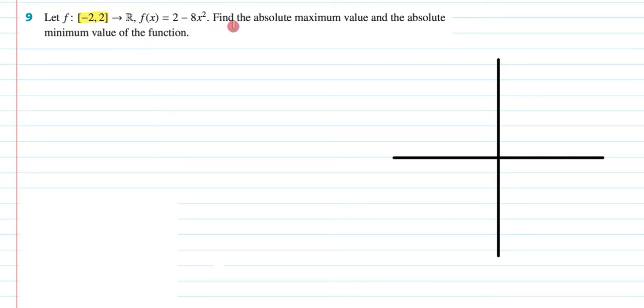Let's keep reading. It says find the absolute maximum value. So we need to find the absolute maximum and the absolute minimum value of the function. Now, before we dive into all our fancy calculus, let's just give this thing a bit of a graph so we know what we're looking at. So I have 2 minus 8x squared. Because it's got a squared there, I know I'm simply dealing with a parabola. Because I've got a negative in front of my x squared, I know it's going to be upside down. And because I've got a 2 here, I know it's going to be shifted 2 up.